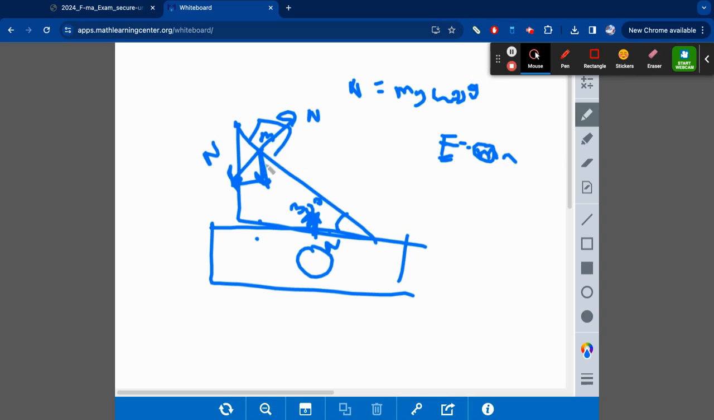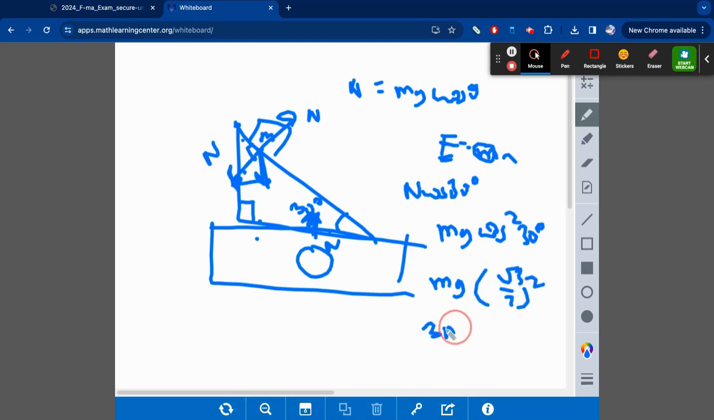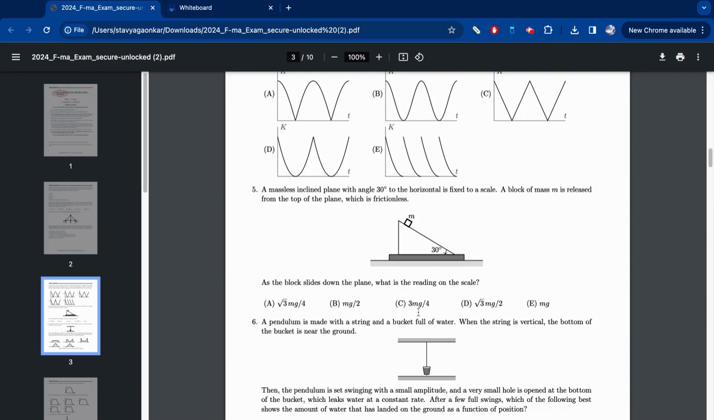And so if we draw this here, this is going to be 90 degrees. This is 60 degrees, which means this is 30 degrees, and this is 60. So this is 30. The vertical component is going to be n cosine 30 degrees, which is just mg cosine squared of 30 degrees, which is mg times root 3 over 2 whole squared. So we get 3mg over 4, which is C.